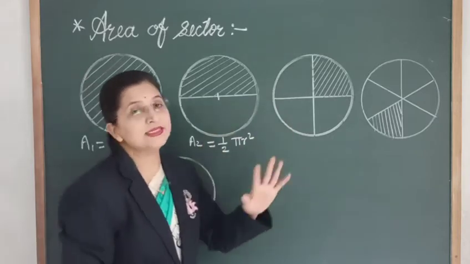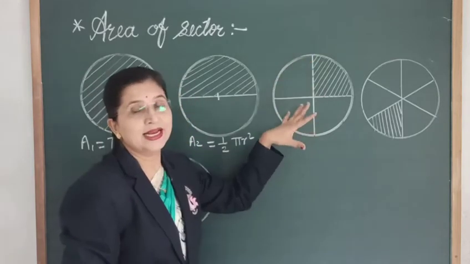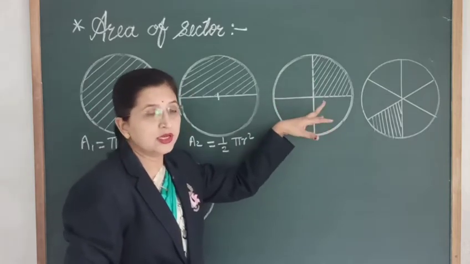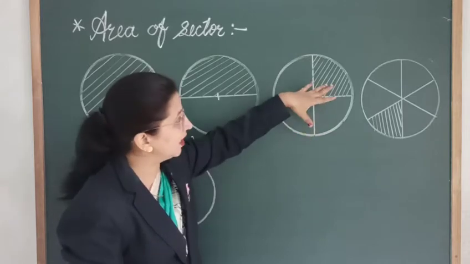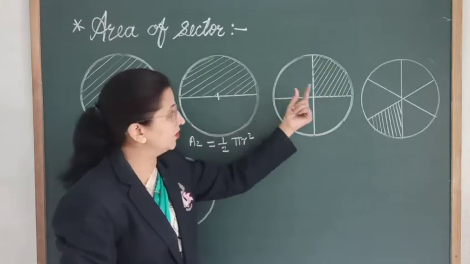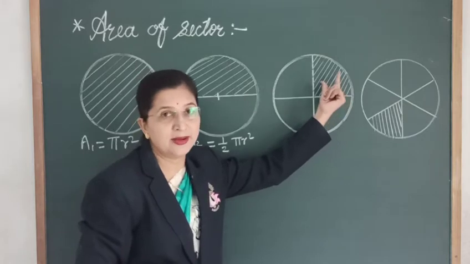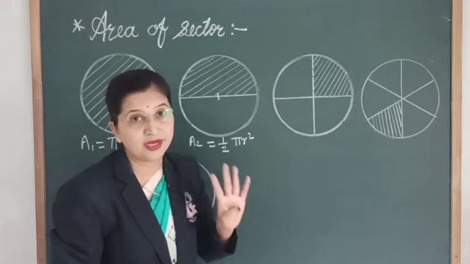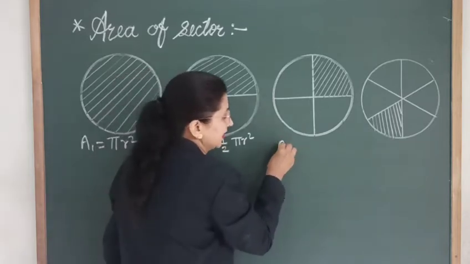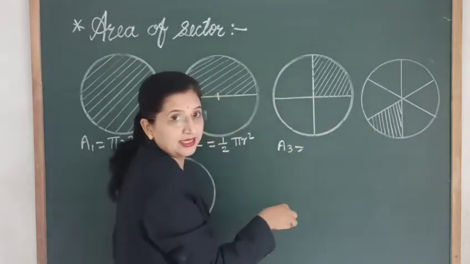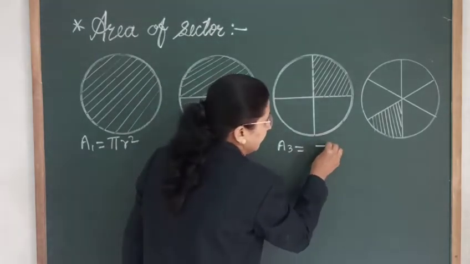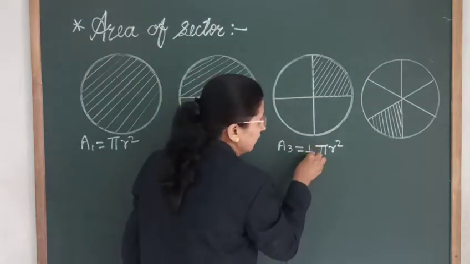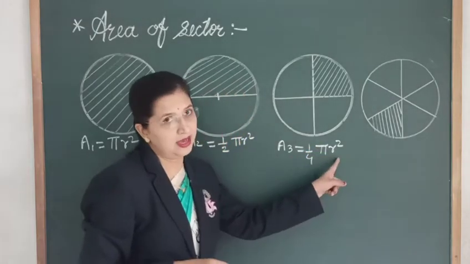Now in this third figure the circle gets divided in 4 equal parts. From these 4 parts let's find out the area of each part. How will we find the area of this shaded part? As the whole circle is divided in 4 equal parts, we will say the area of this shaded region is pi r square divided by 4, that is 1 upon 4 into pi r square.